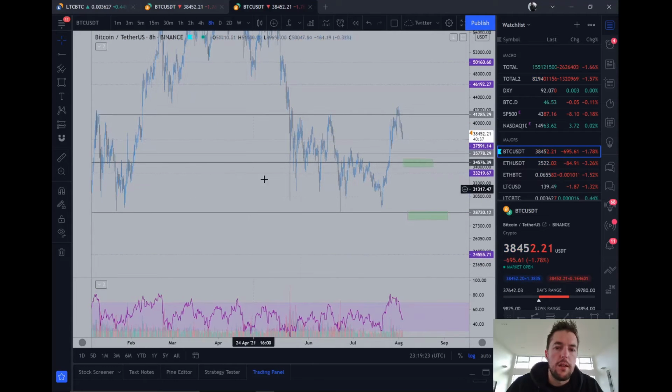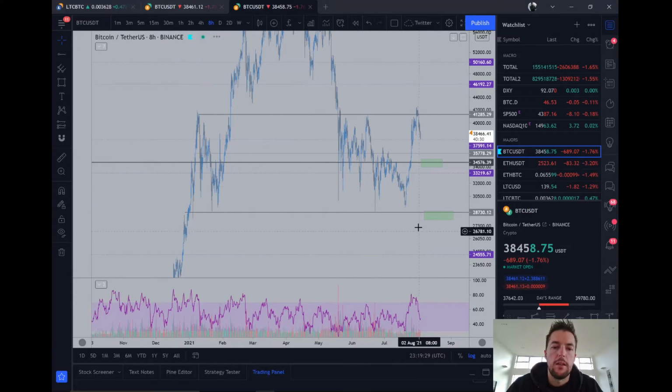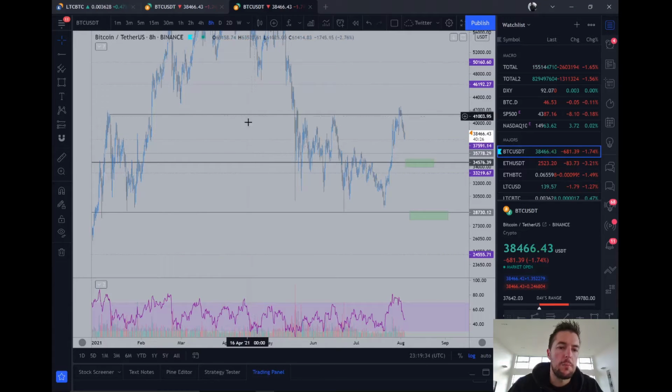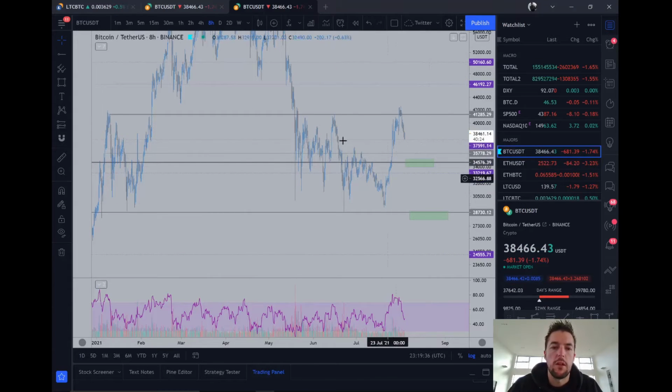Failing that, we then have range EQ in this area, we have weekly S1 down here, and then weekly S2 is way outside of our range. So as long as we're range bound, we're simply going to focus on what's in the range.